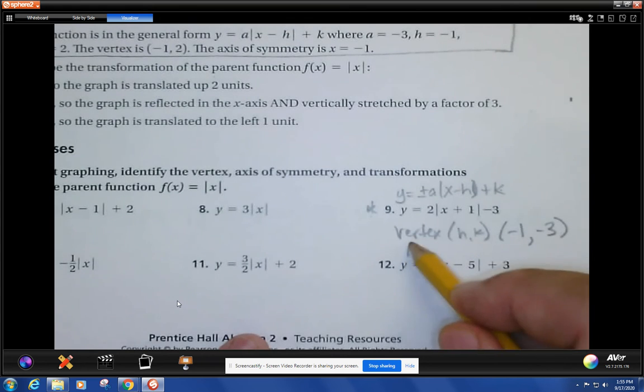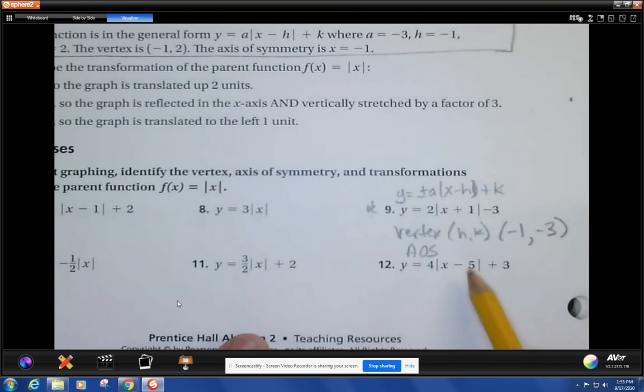Now for my axis of symmetry, I know that it's going to be my h value. So my h value here is a negative 1. So I know my axis of symmetry, or my line of symmetry, if I want to call it that, would be x equals negative 1. I want to imagine that little imaginary line that goes up through x equals negative 1.